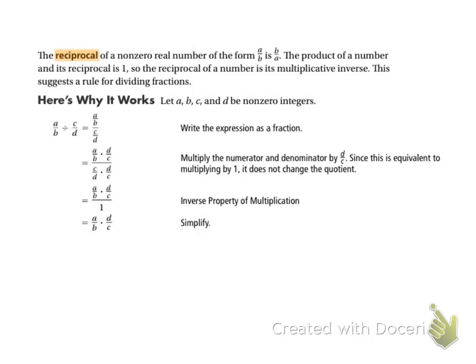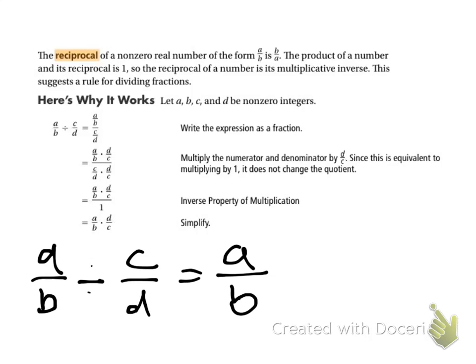If you want, come and ask me to explain this in person. This isn't something I can easily explain via video. But basically, when we're dividing fractions, it's the same thing as multiplying by the reciprocal. So a over b divided by c over d is the same thing as a over b times, and now I flip that second fraction, d over c.